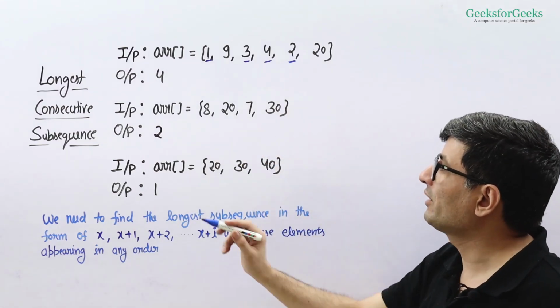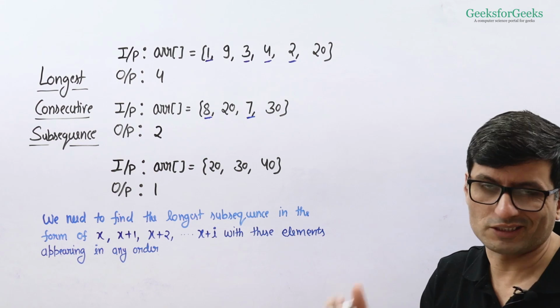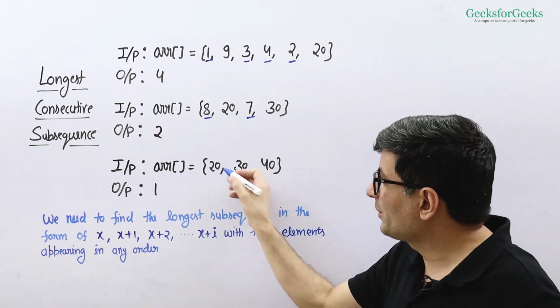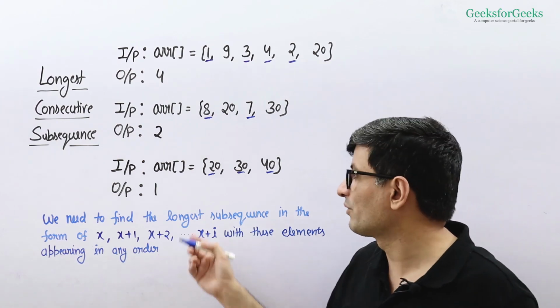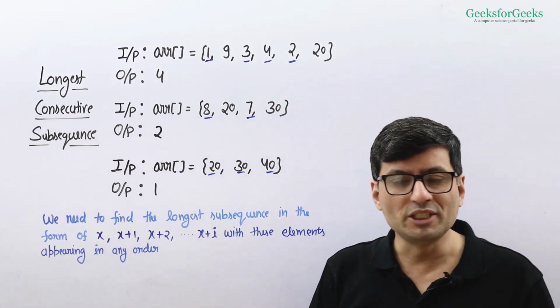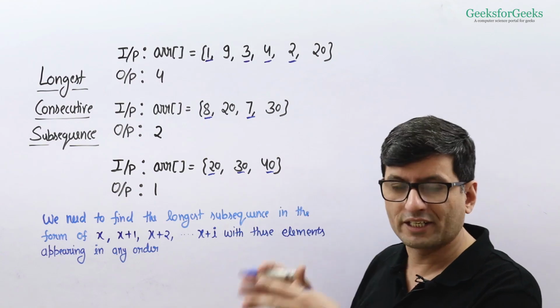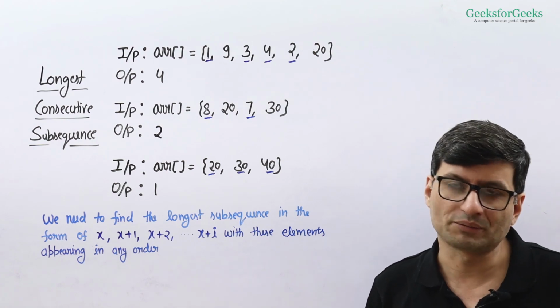Now let's see this example. Here we have output as 2 because 8 and 7 form a subsequence with consecutive elements. 20, 30, 40. Here we have individual elements only, single element subsequences. Therefore our output is 1. Now please pause this video and try to think of a function that takes an array as an argument and returns the length of the longest consecutive subsequence.